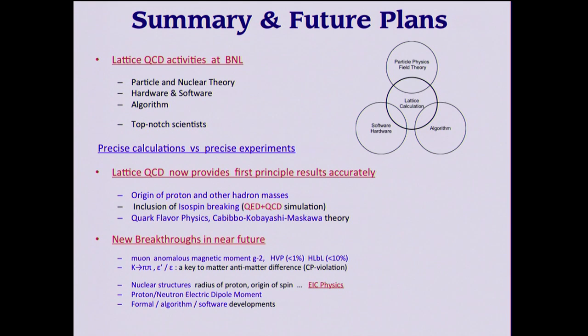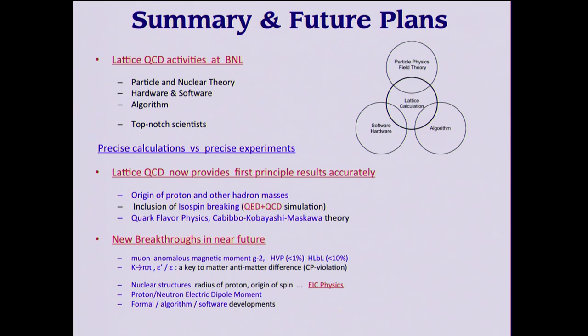This is a very large activity involving many people, many ideas, many top-notch young scientists. One of the goals is providing precise theoretical calculation for precise experiment. And that lets us either check the standard model or discover new physics. We went through some examples of results, such as mass or origin of proton stability by QED, QCD, or quark flavor. And now we are vigorously working on near-future, hopefully new, breakthroughs, such as, like I said, the muon's hadron vacuum polarization or hadron light-by-light effect, where the experiment requires 1% and 10% accuracy.